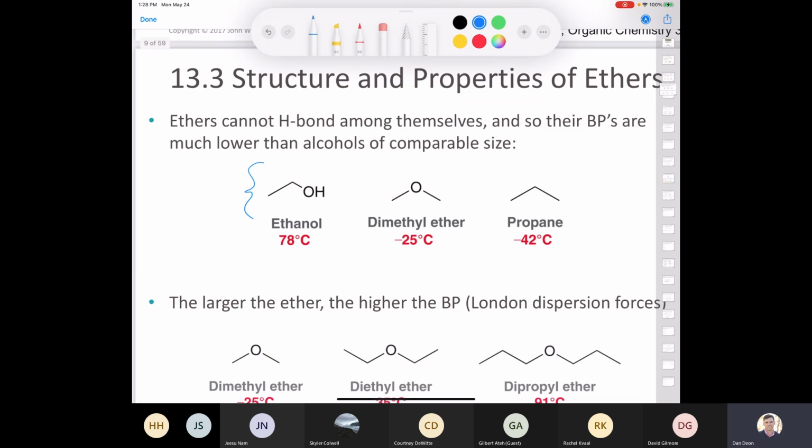If you look at all 3 of these compounds, they're not constitutional isomers, right? Propane doesn't have an oxygen. However, they all have similar molar masses, right? Close enough. And look at the difference in the boiling points. You go from ethanol to dimethyl ether to propane.